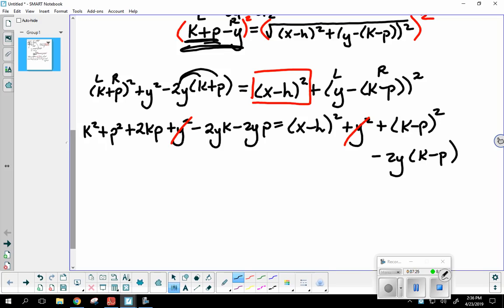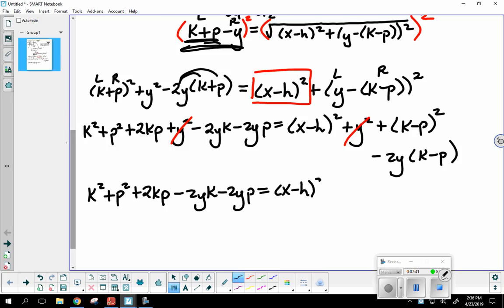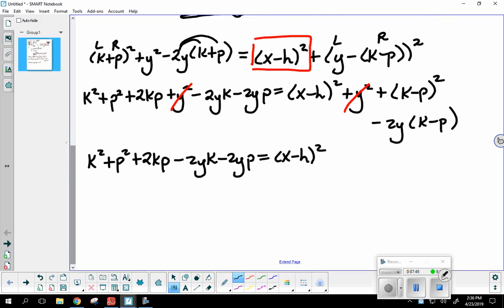Now while these remaining terms here are going to stay the same, k squared plus p squared plus 2kp minus 2yk minus 2yp is equal to x minus h squared. I'm going to go ahead and expand these one last time. And I'm actually very close to being done. So let's see here. K plus p squared. Again, here's the left, here's the right. So this would be plus k squared plus p squared minus 2kp.